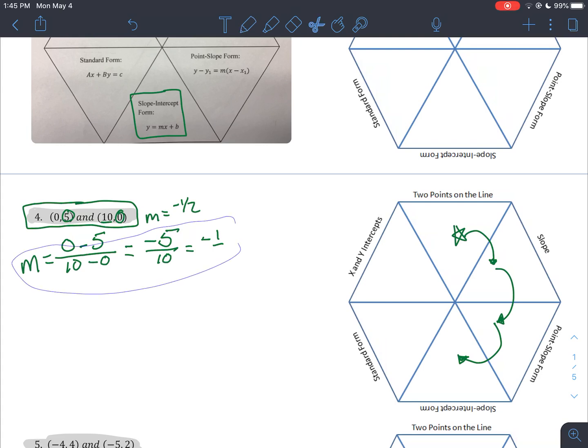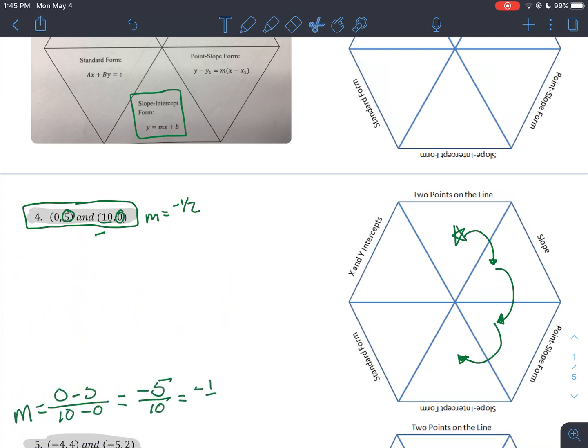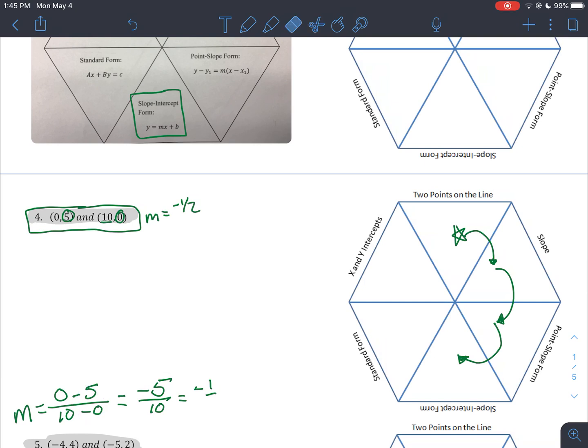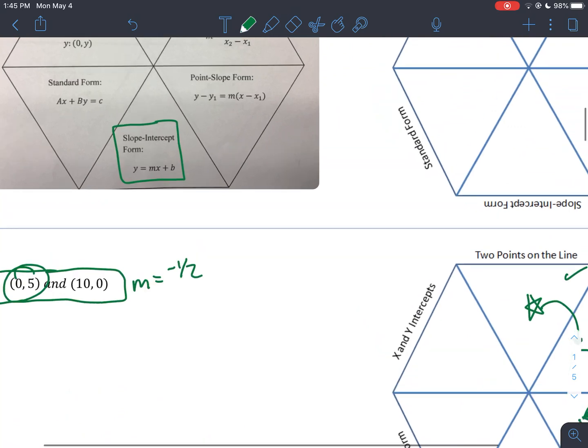Let's create a little real estate over here. So I've got my points and I've got my slope. So now we need to decide. We're going to put this in point slope form. So we need to pick a point and we're going to pick a slope. Let's just pick the point 0, 5. So we're going to put this in point slope form.